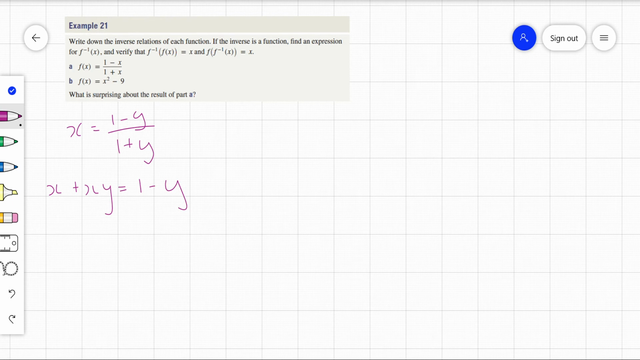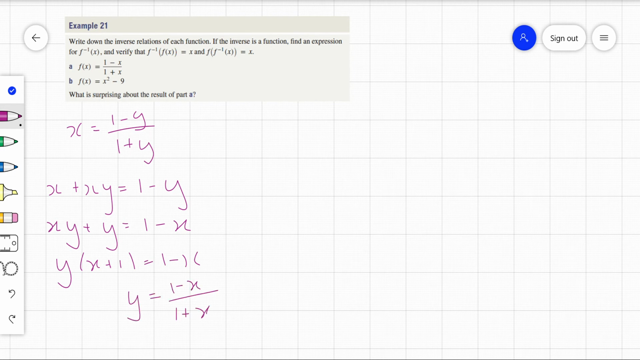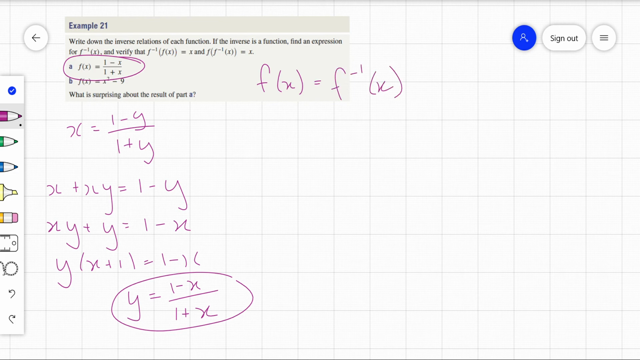So what we do is put all the y's on one side and everything else on the other side, and we factorize by y because we want y by itself. And you'll see we get (1 minus x) on (1 plus x). Have a look. That's pretty interesting because look at that. So you can see there that f of x is going to give you the exact same thing as the inverse function.